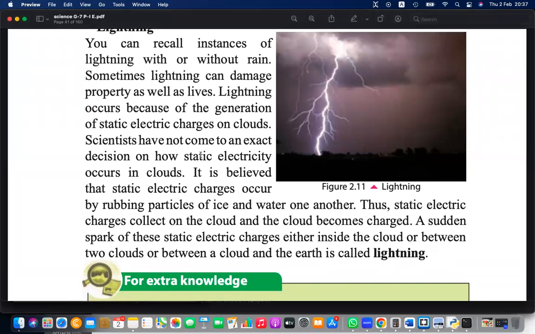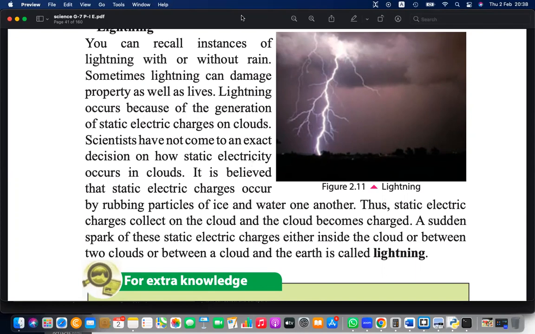It is believed that static electric charges occur by rubbing the particles of ice and water against one another. Ice සහ water එකට එක ඇතිල්ලලා මේක හැදෙන්නේ කියලා හිතනවා. These charges are really powerful, and even can destroy buildings, statues, trees, and can even kill people. Right? How powerful that is.